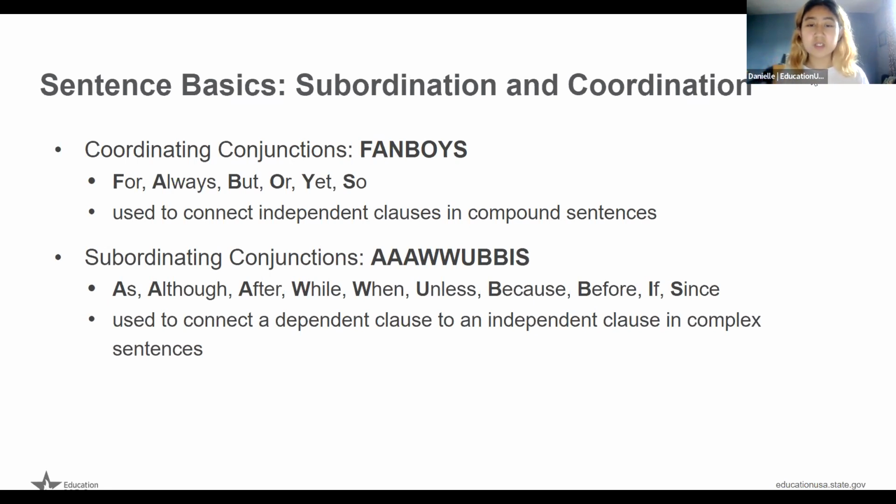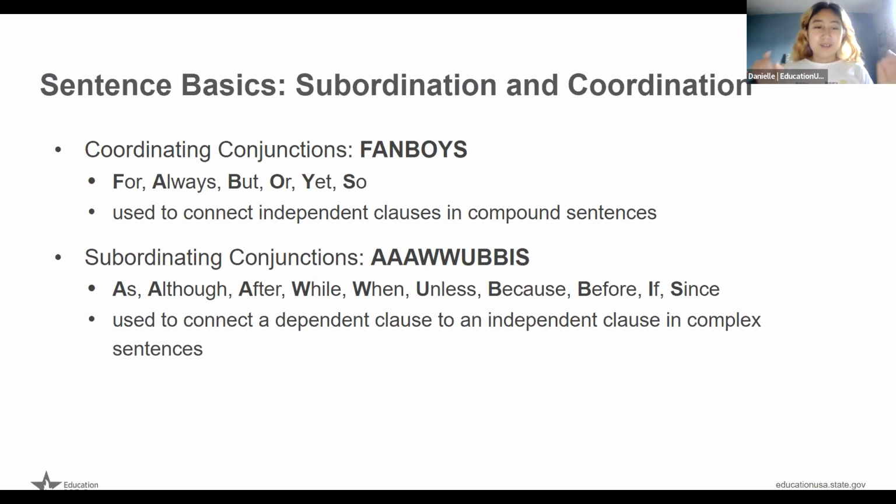This one is not as interesting as FANBOYS. It doesn't sound as normal, but it's WUBBIS. And it's really stupid, I know, but it's funny. So next time someone asks you, what are all the subordinating conjunctions? As, although, after, while, when, unless, because, before, if, since. WUBBIS. There you go. Just yell at someone WUBBIS, and then you will be automatically big brain. So that's generally the kind of shortened versions so you can remember all of them.